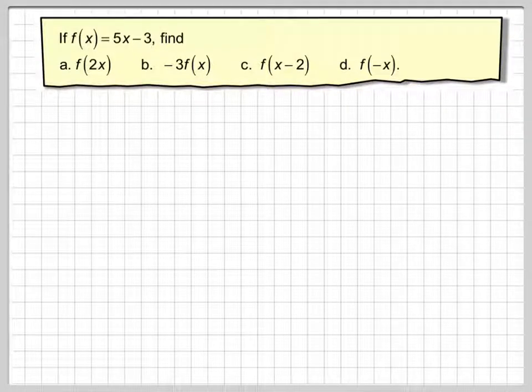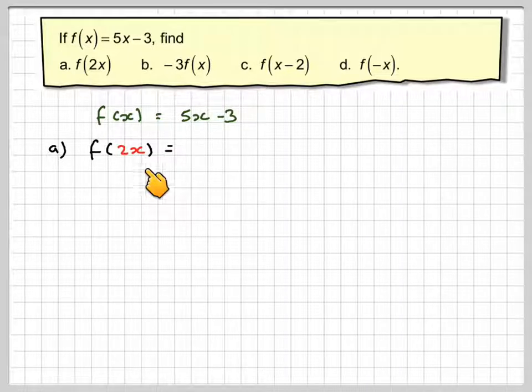Right, in this video we're going to substitute values of x into a function to get different functions. So we've got: if f of x is equal to 5x minus 3, find (a) f of 2x, (b) minus 3 times f of x, (c) f of x minus 2, and (d) f of minus x. So we've got f of x is 5x minus 3.